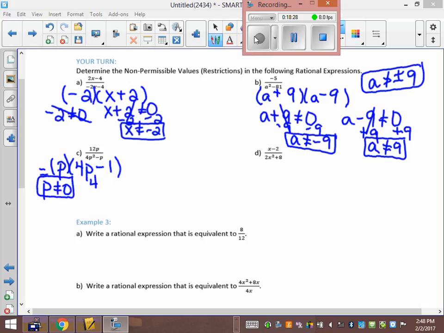And then I'd have 4p minus 1 can't equal 0. What's the first thing I have to move? How do I move the 1? Just add 1. So I get 4p can't equal 1. Put your hand up if you know how to get rid of the multiplication of 4. Just divide it by 4. So we have p can't equal 0 or a quarter.